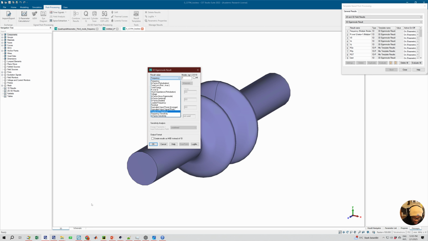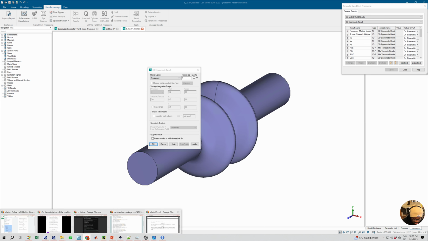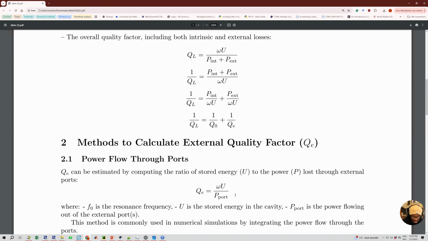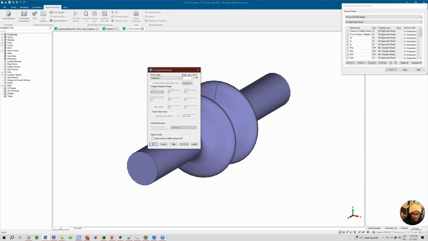So Q factor external, I looked into the documentation and it seems that this is how they calculate it: Q external divided by the power flow through the port. But I can't remember if there was information about how they got this power, if they integrated the field at the plane of the port and then calculated the power flow through the port or something. I can't remember if it was mentioned. So this is 2022. So you have the Q external, which is calculated using the power flow through the ports.